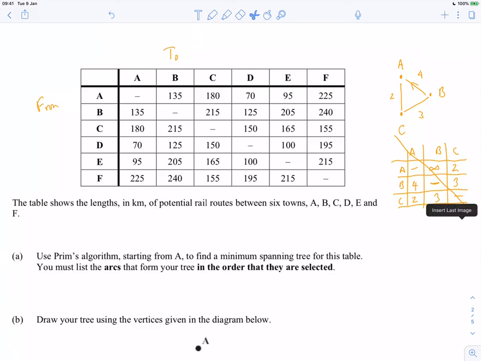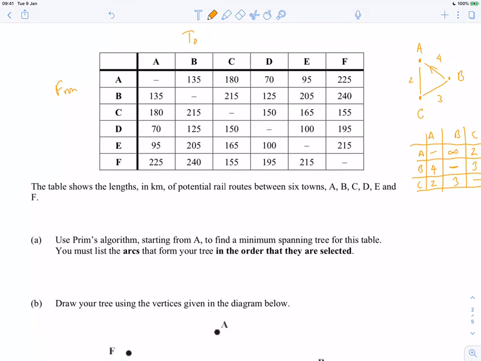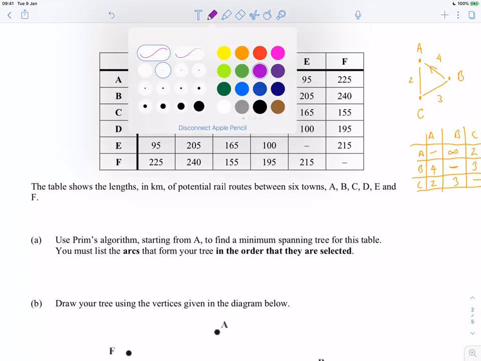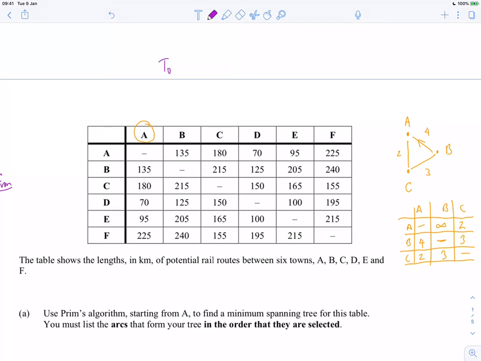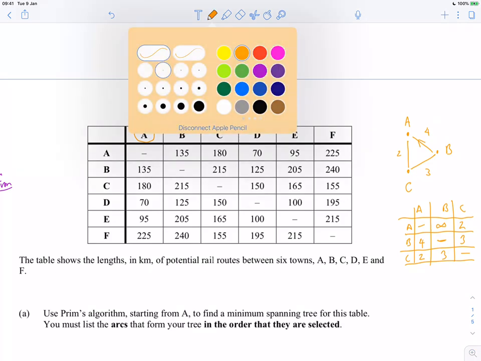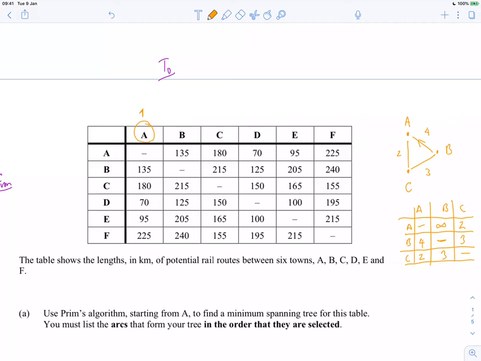Okay, so using Prim's algorithm, starting from A to find a minimum spanning tree for this table, you must list the arcs to form your tree in the order they were selected. So if we're starting from A, I don't need this to or from stuff anymore. I'll put it in a different color. This is the from side and the to stuff is up here. So we started from A, so we'll label this 1.